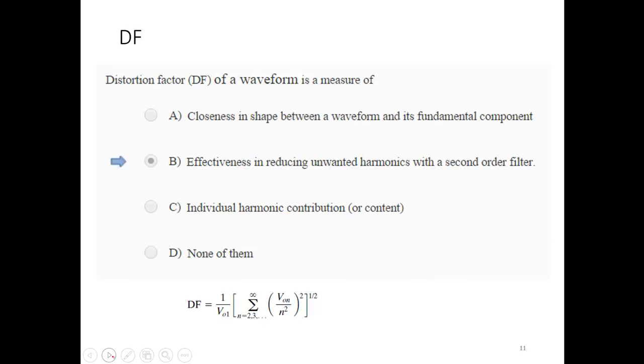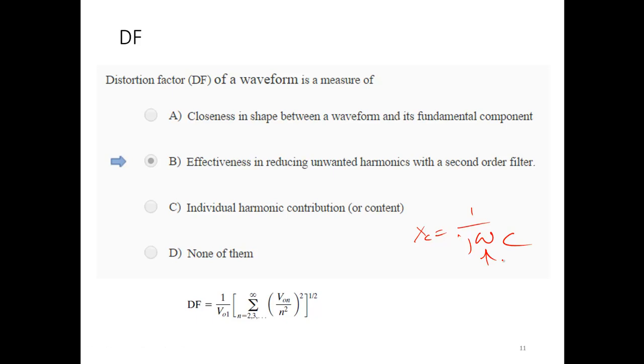The next one is the distortion factor of the waveform. It tells you how much distortion there is. The harmonic factor tells you the total amount of harmonic content, but it doesn't say how effectively they can be filtered out. The higher the frequency, the easier it is to filter out, because of the capacitor impedance, 1 over j omega c. If the frequency is large, the capacitor impedance is small, so it is easy to filter them out.